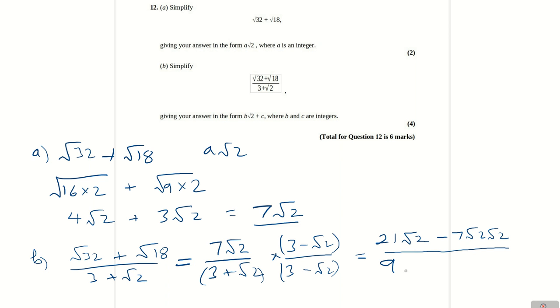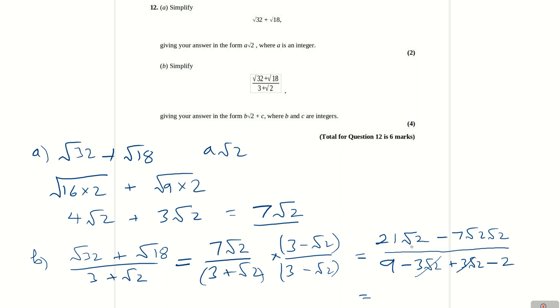Now we know the middle terms should cancel out, but I'll write them in. 3 root 2, and then we've got plus 3 root 2. So indeed those cancel, which is the whole point of why we have to multiply by the conjugate. And then we've got minus root 2 times root 2, which is just minus 2.